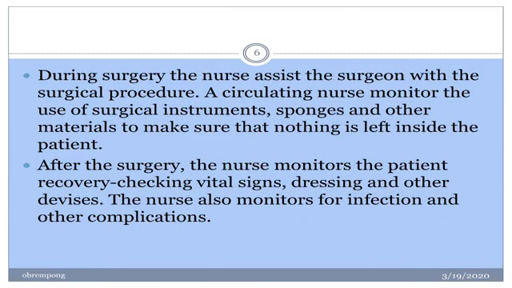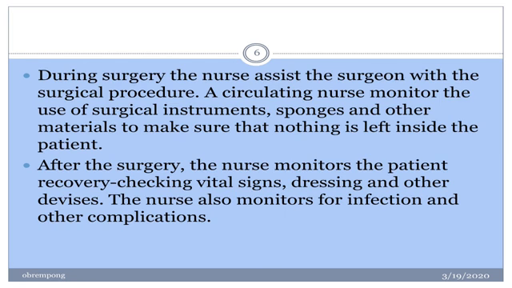During surgery, the nurse assists the surgeon with the surgical procedure. A circulating nurse monitors the use of surgical instruments, sponges, and other materials to make sure that nothing is left inside the patient. So when these procedures are being done, we're supposed to have a surgical nurse, or what we call a circulating nurse, to be around to count the total number of instruments that are being used. Sometimes they have a whiteboard that they write all these things on with markers. At the end of the procedure, we have to make sure that we don't leave anything inside the patient, in instances where a whole gauze has been left in the patient's abdominal cavity, or some surgical instruments have been left in the patient's abdominal cavity. So certainly we expect that the patient will die after the procedure.